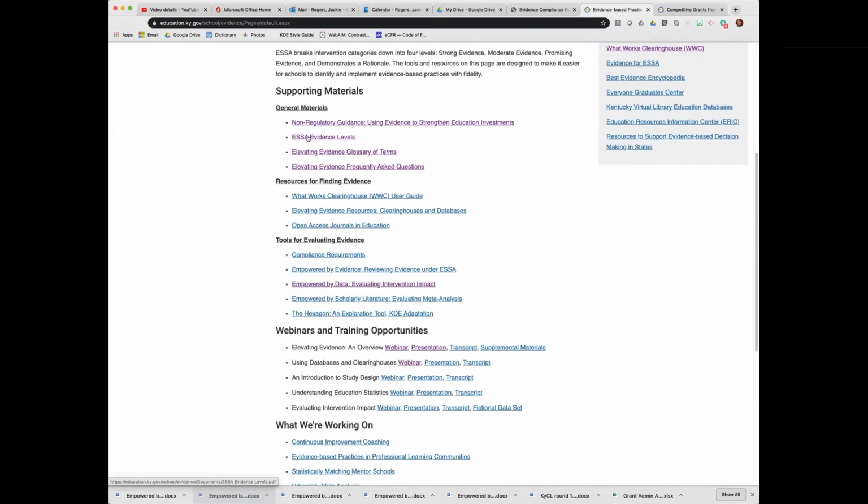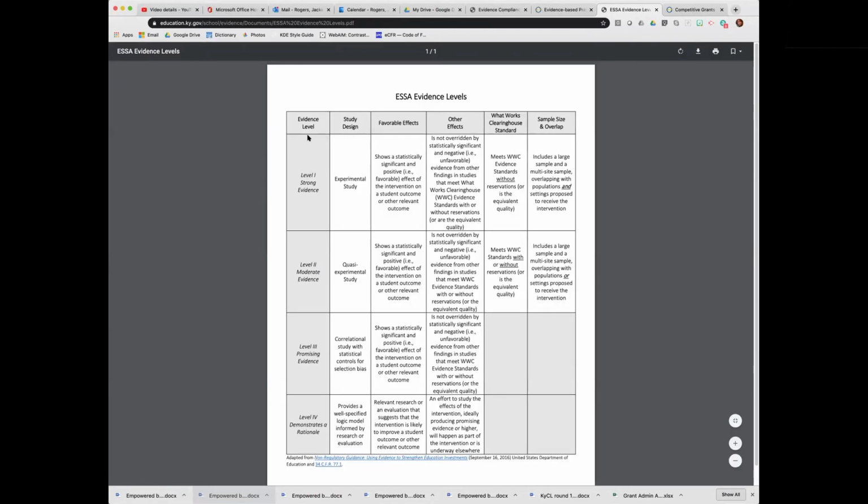The next one is talking about ESSA evidence levels. It's important that you understand, when you're looking at a study, where it falls in this evidence level. For instance, it can be strong, moderate, promising, or demonstrates a rationale. So it's level 1 to level 4.